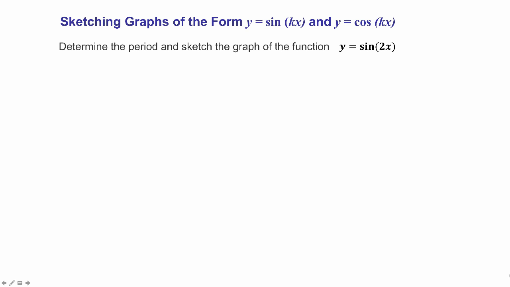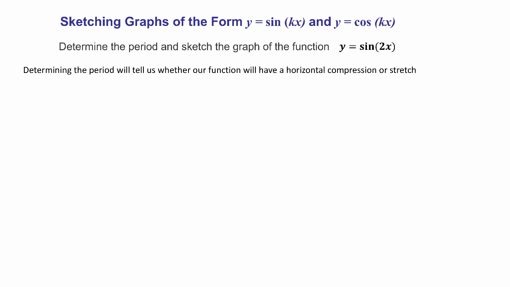I'm going to show you an example of sketching the graph of the form y is equal to the sine of kx or y is equal to the cosine of kx. This method will work whether you're working with sine or cosine. As an example, I'll use the function y is equal to the sine of 2x. So first we're going to determine the period and then we'll sketch the graph of the function.